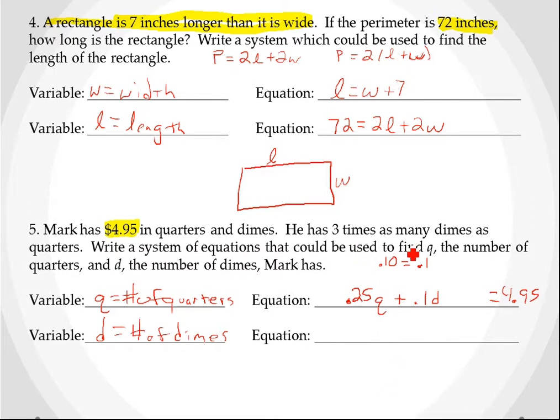Now, the second equation comes right here. He has 3 times as many dimes as quarters. So what does he have more of? He has more dimes. So we're going to put that here. The dimes equals 3 times the number of quarters. That's our second equation. Remember, we're not solving. We don't know how many of each he has. That will come later. Right now, we're just setting these up.